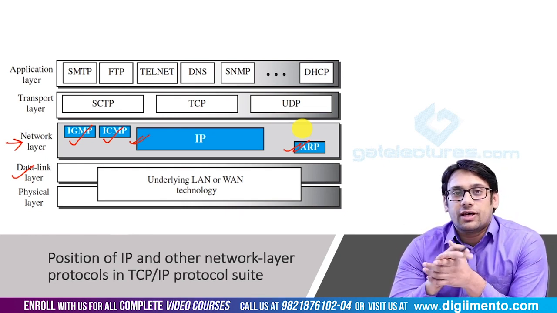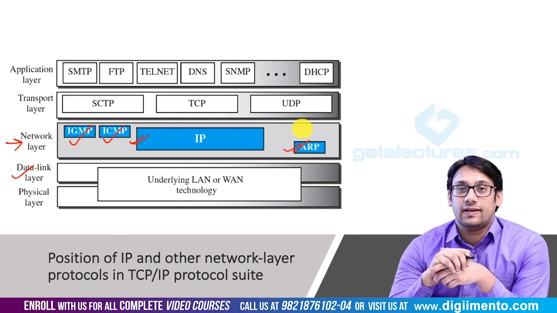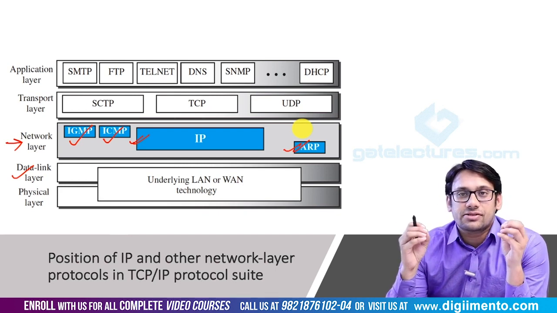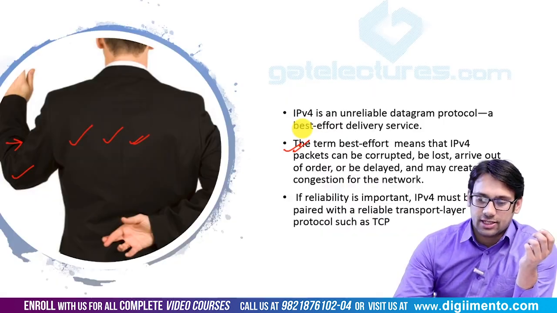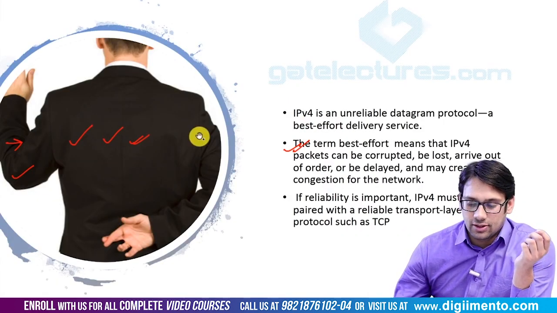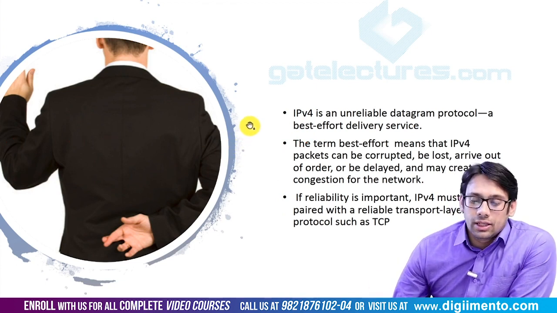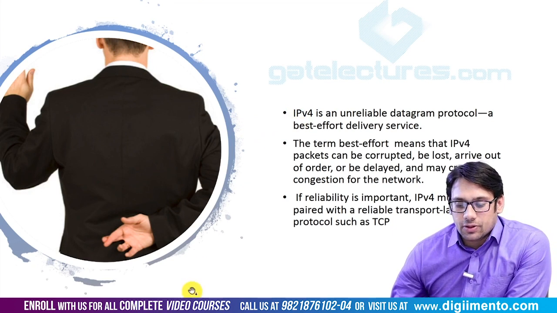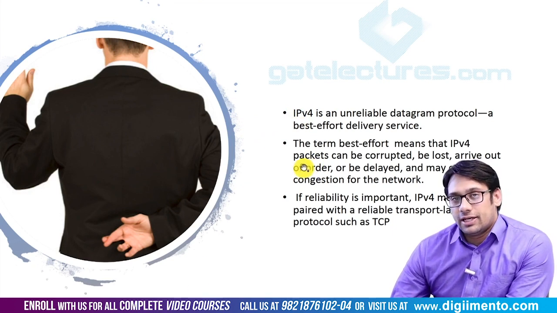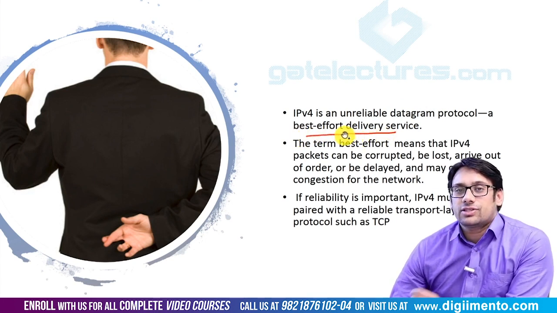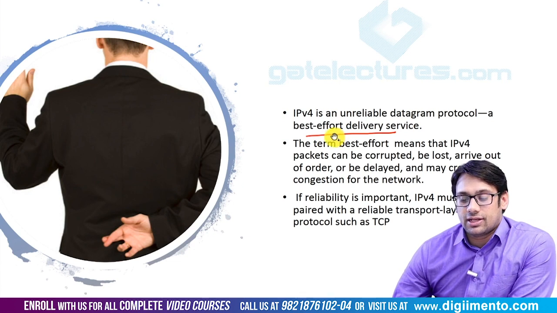And in the transport layer, we have the important protocols like SCTP, TCP and UDP. So currently this discussion is regarding the IP protocol. We'll take the IP protocol and we'll see all the details regarding the IP protocol one by one. Now, the first one is that IP protocol is an unreliable datagram protocol, and it is a best effort delivery service. Why do we say that IPv4 is an unreliable protocol?